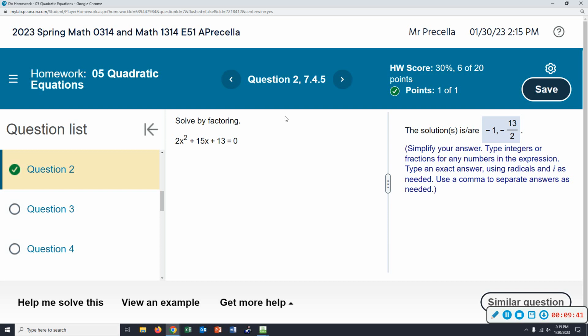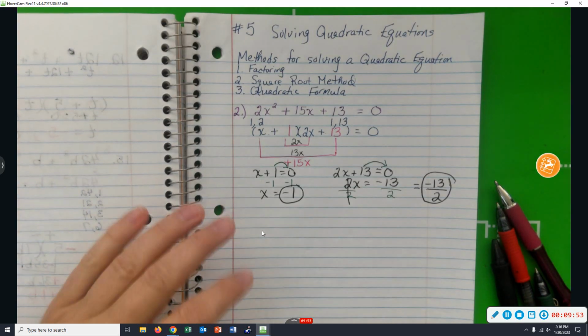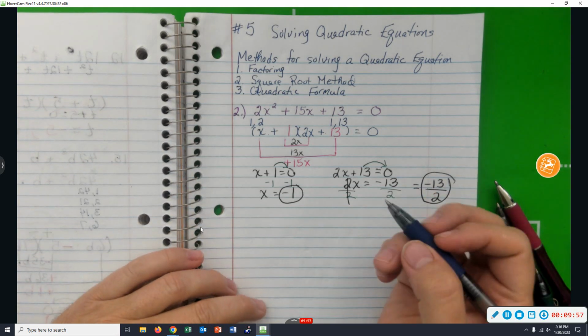Okay, method number 2. Factoring we saw the last time. Okay. Hopefully your ankle will be better and we can resume this. I tell you.